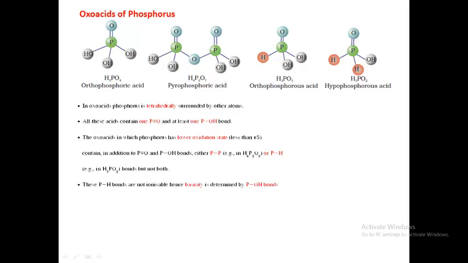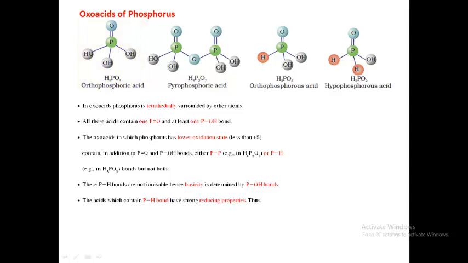The P-H bonds in oxo acids of phosphorus are non-ionizable. Hence, we cannot determine the basicity based on the number of hydrogen atoms bonded to the phosphorus. Instead, it is determined by the number of hydrogen atoms present in P-OH bonds. For example, in orthophosphoric acid, there are 3 OH groups bonded to the phosphorus atom and hence the basicity of orthophosphoric acid is 3.